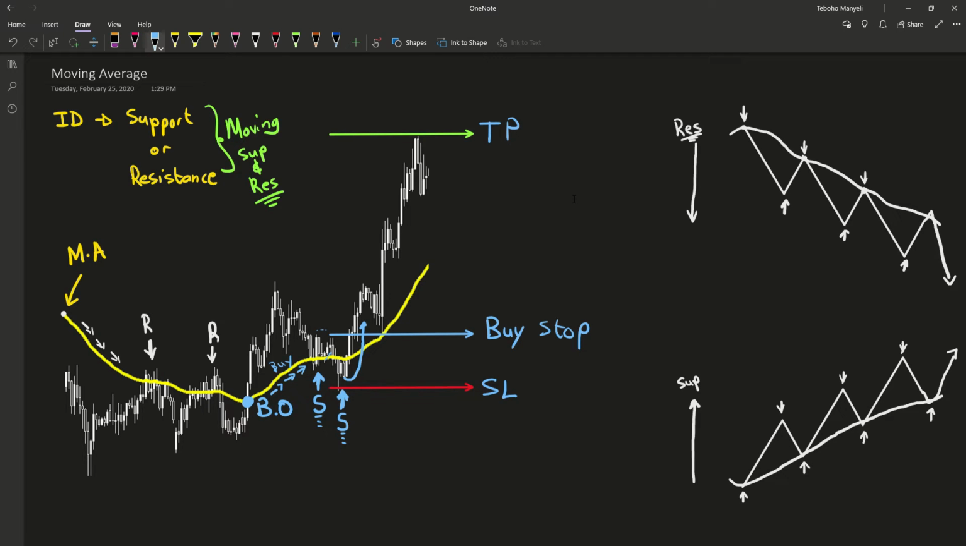So just look at the tilt. If it's tilted down, basically we're looking into selling opportunities. If it's tilted upwards, we're looking for buying opportunities, right? So I hope you understand what moving averages are all about at this point. I'm going to take a few examples on the actual MT4 so that we understand different types of moving averages and how you can play around with it.